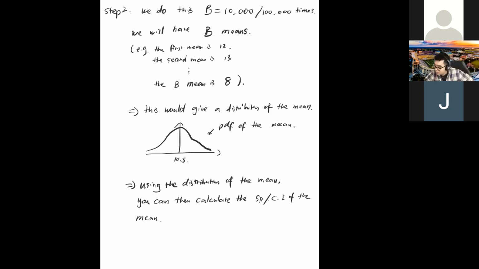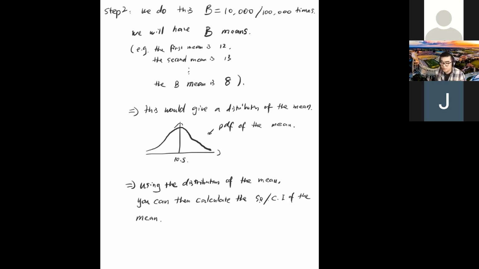What is the standard error, or what is the confidence interval of the mean? If we only have one sample, we basically cannot do it. We can only find the mean of that sample, but there's no way for us to find the standard error or the confidence interval of it. However, we can use the bootstrap to do that. The bootstrap logic is that we use this sampling with replacement to construct a bunch of new data sets. And for each data set, we calculate a mean.